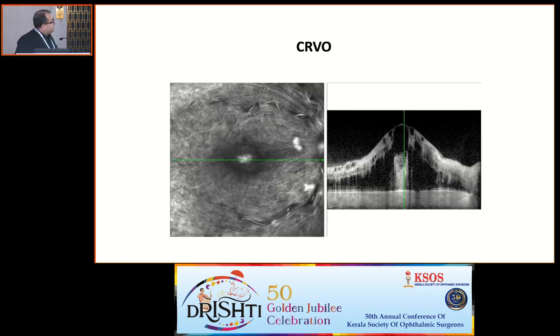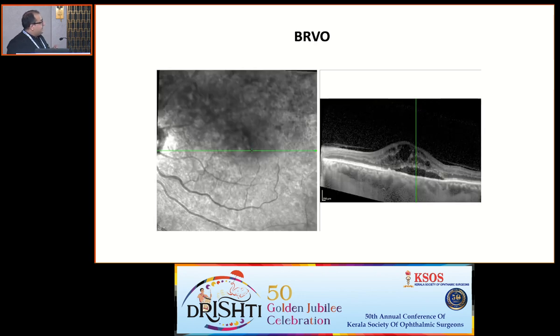This is a case of central retinal vein occlusion, in which you can see the massive cystoid macular edema. Branch retinal vein occlusion having a similar picture along with a serous macular detachment. Here the contrasting picture is that the area which is not affected has a normal profile, whereas the area where the occlusion is there, you see an edematous retina.